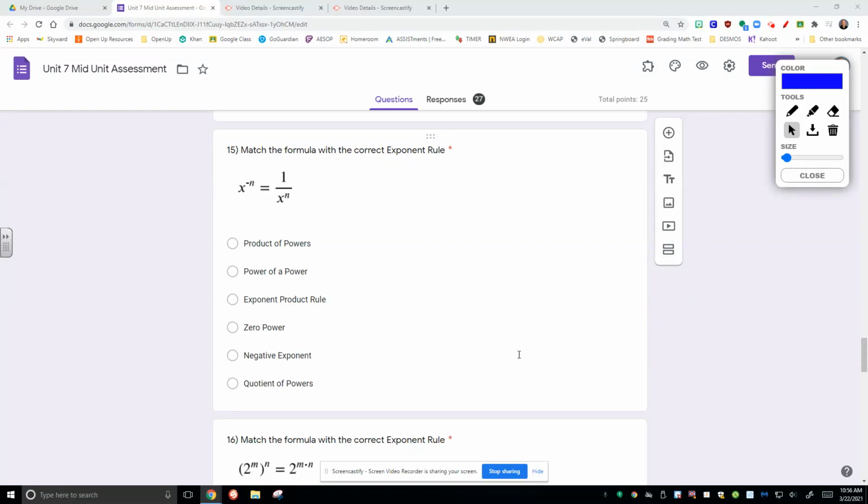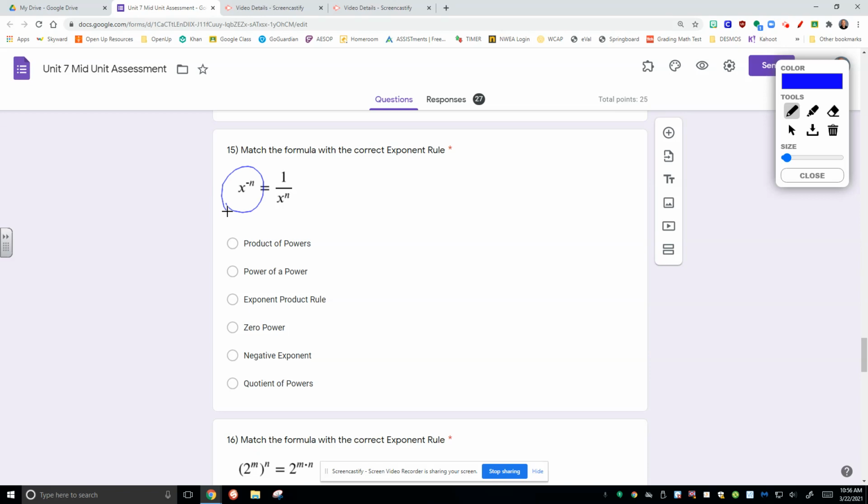For problems 15 through 20, we are looking at matching up the correct exponent rule to the formula that's given here. What we really need to pay attention to are the finer details of each of these. When we talk about this piece, product of powers, power of power, exponent product rule, zero power, negative exponent, quotient of powers, we really need to look at the very first part and how it changes into its next part.